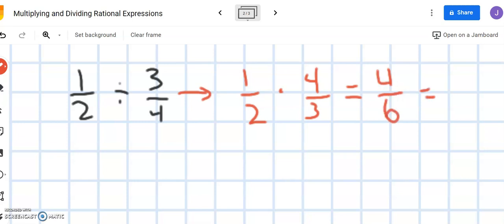And then as with anything in fractions, if it can simplify, we will simplify it. So 4/6 would just reduce down to 2/3.